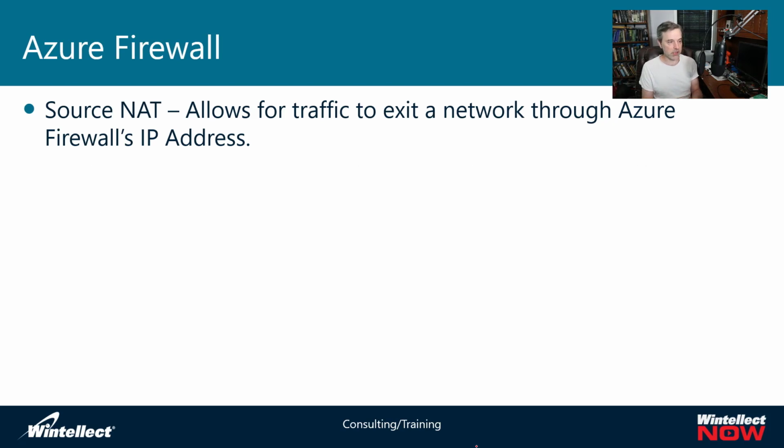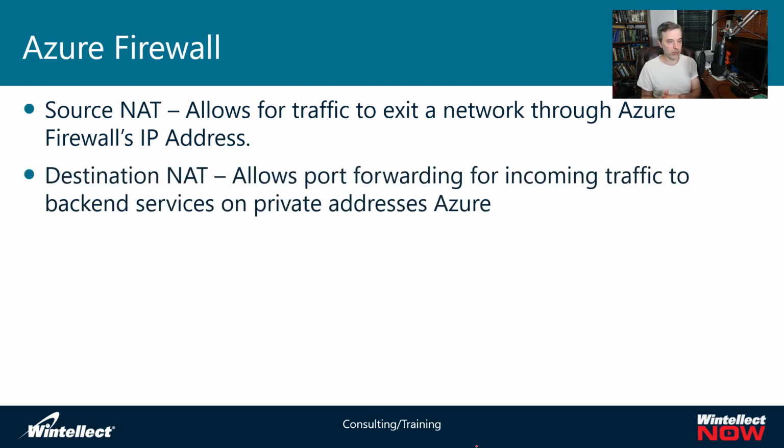And then conversely, it can use destination natting as well. This is where you have traffic coming into the firewall, and then it will swap out the destination IP, which is typically the firewall's IP, for a backend IP address, and then forward that traffic onto the backend. This usually happens at a port level. Source natting and destination natting are common features of a firewall, and Azure Firewall supports those at scale, so it's a very reliable product for doing source and destination natting.